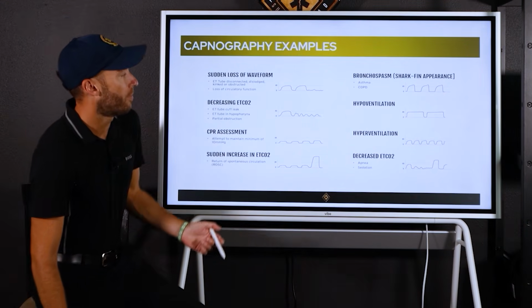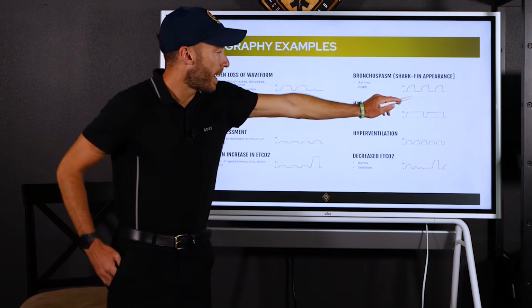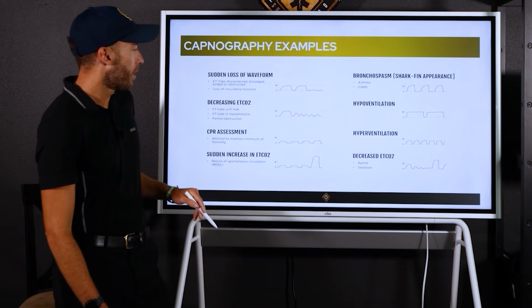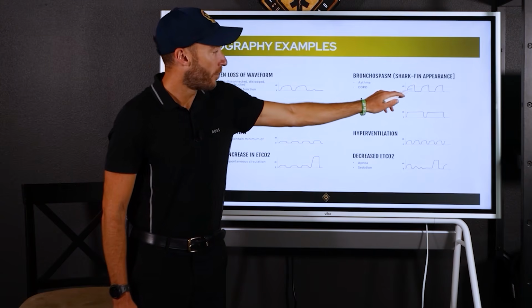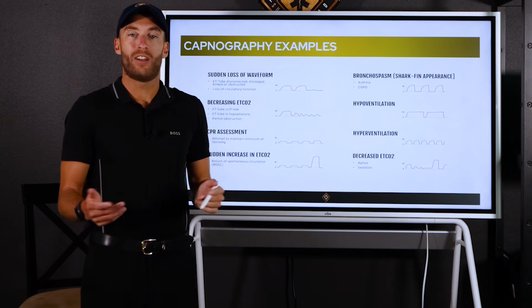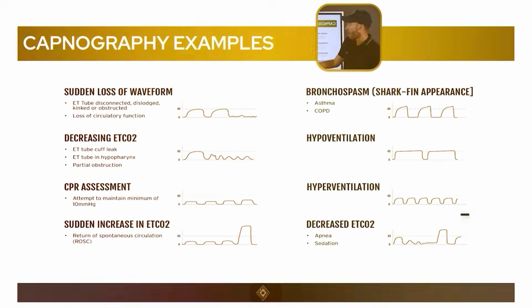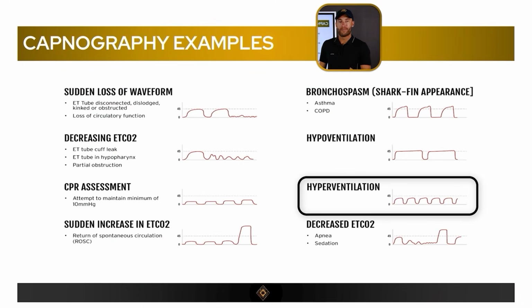Now, bronchospasm. We can see here a bronchospasm. Look at that shark fin appearance. Versus we look, let's say, more normal over here. That looks like a shark fin, right? Exactly. That is your bronchoconstriction. Hypoventilation, again, this is very important. We'll talk about it as we go on, but just a little preview here.